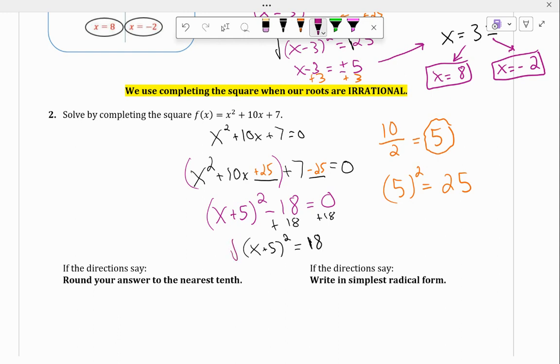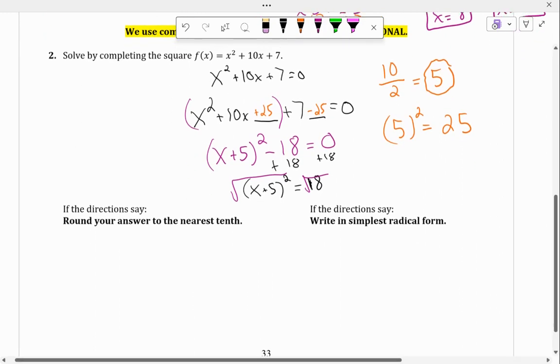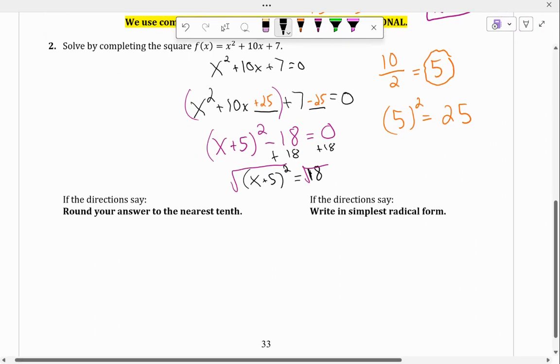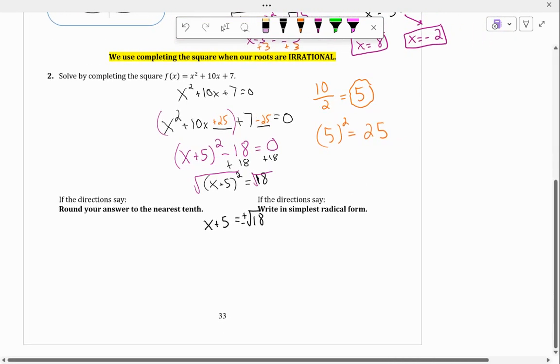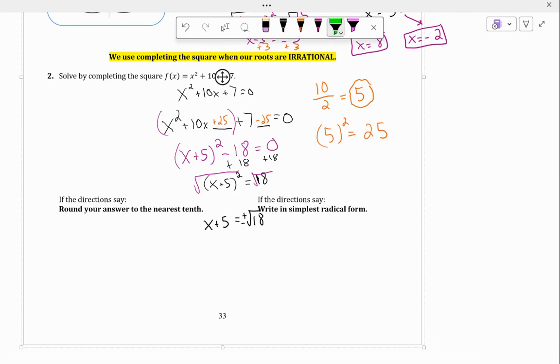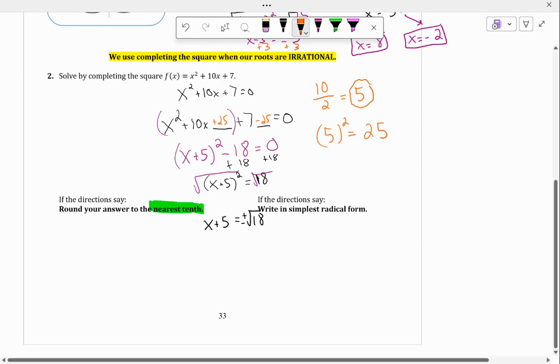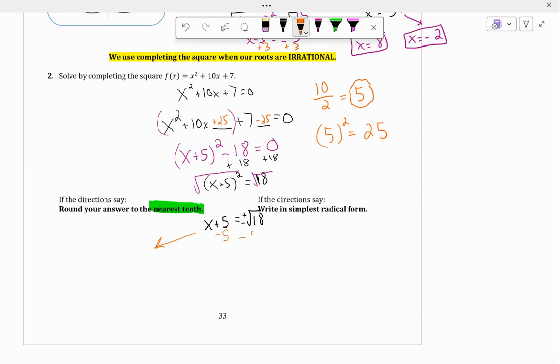From here, I'm going to take the square root of each side. And this is where it gets wonky. So right now I have x plus 5 equals plus or minus the square root of 18. Okay, I know I'm getting in a weird spot, but what I want to point out is what if they want our answer to be the nearest 10th? So to do that, let's subtract 5 on each side. Let's move the constant over. So now we're going to have x equals negative 5 plus or minus the square root of 18.